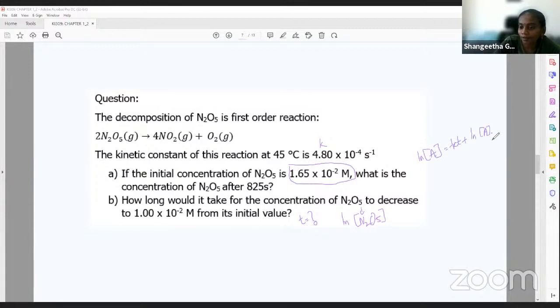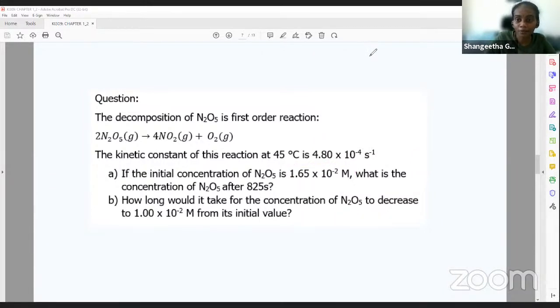By now I've already written out the same expression so many times, which means all of you need to understand and remember that this is the expression for your first order integrated rate law method. And you must know how to draw the graph as well.